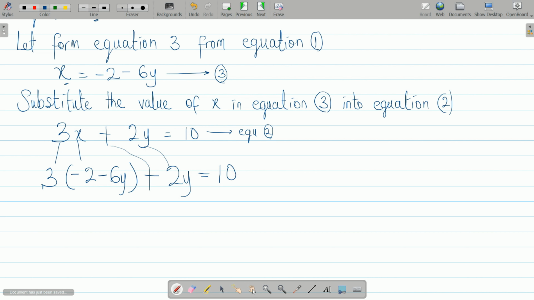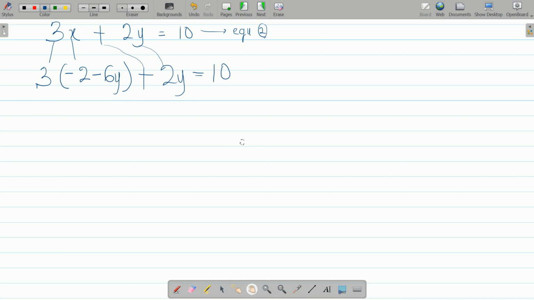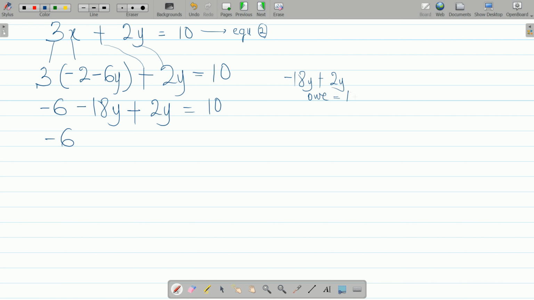After that, we may multiply out. Three times minus 2 is minus 6. 3 times minus 6y is minus 18y. Plus 2y equals 10. Minus 18y plus 2y means you still owe 16y because you owe 18 and you have 2. Minus is simply denoted as owing.